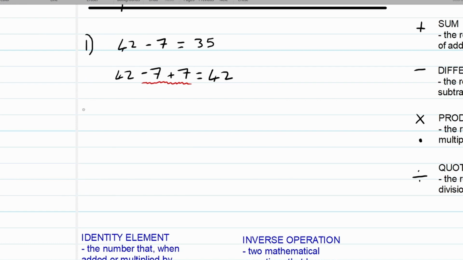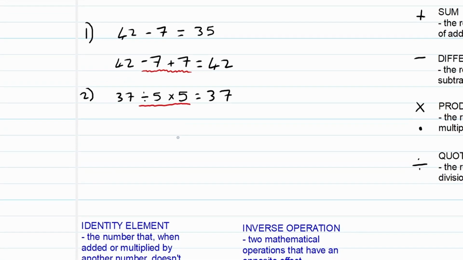Let's take another example. Let's call this example 2. Let's say 37 divided by 5 times 5. And that will also be 37 because they cancel each other out. So in this case, dividing by 5 and multiplying by 5 are inverse operations to one another.